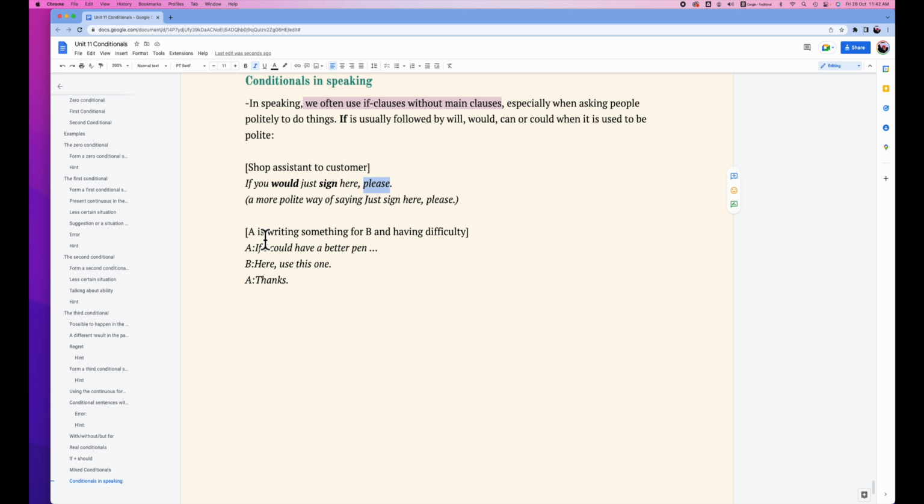Or when A is writing something for B and having difficulty: if I could have a better pen. Oh, here, use this one. Thanks. Very nice. Finally, we finished the conditionals.